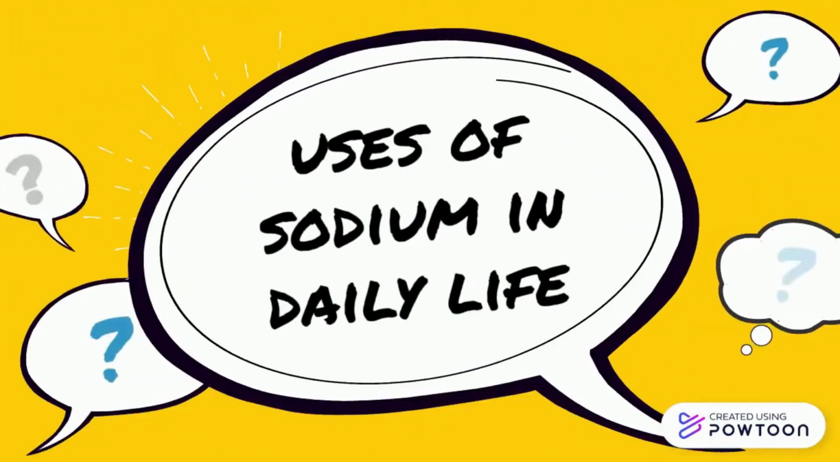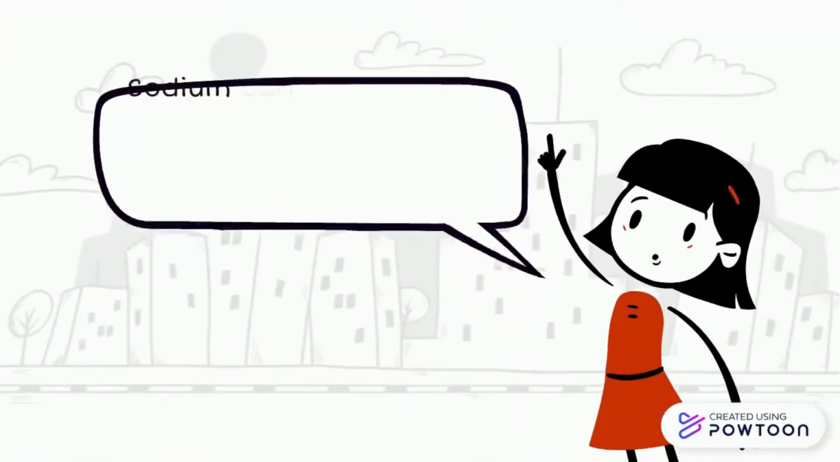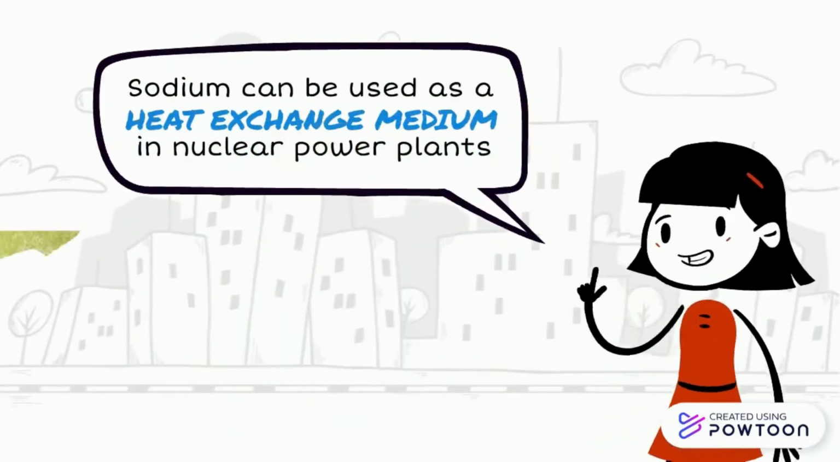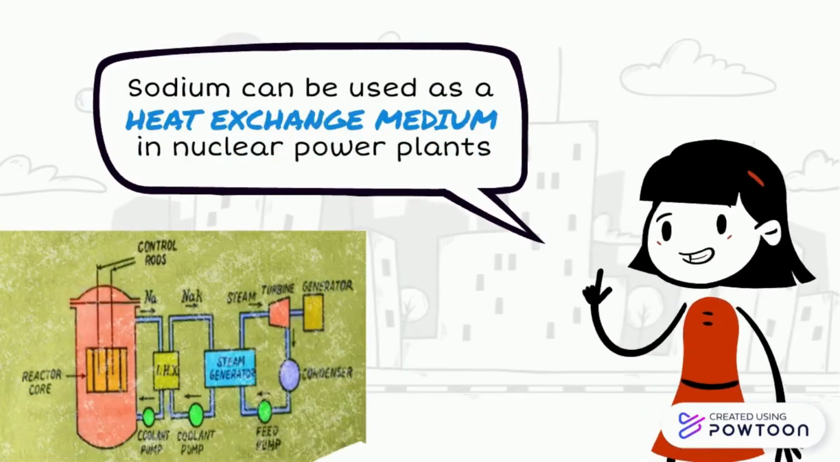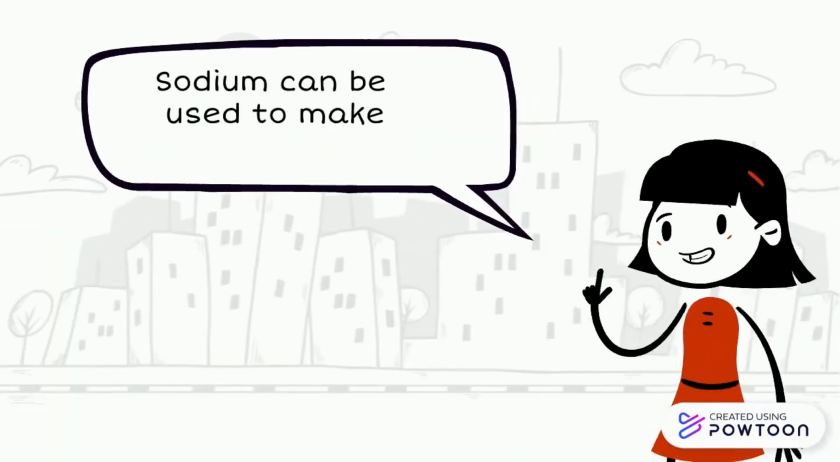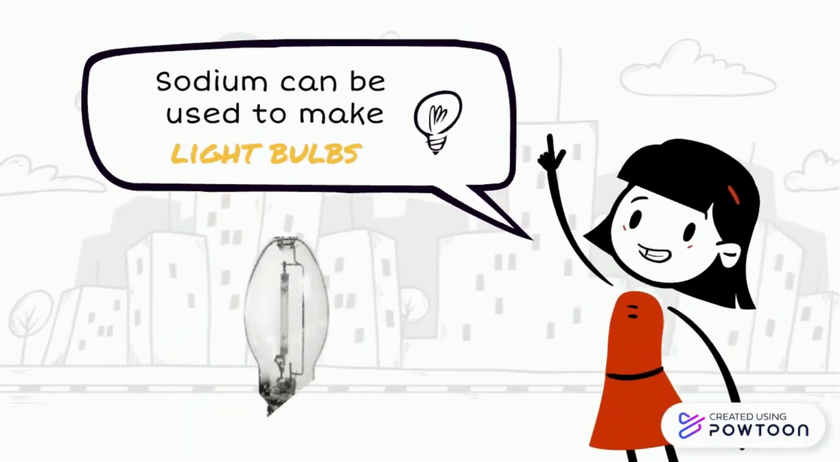Sodium metal has many important uses in our daily life. For example, it is sometimes used as a heat exchange medium in nuclear power plants. Other than that, sodium is frequently used in making light bulbs. Many street lamps today are sodium vapor lamps. Their advantage is that they do not produce as much glare as do ordinary lights.